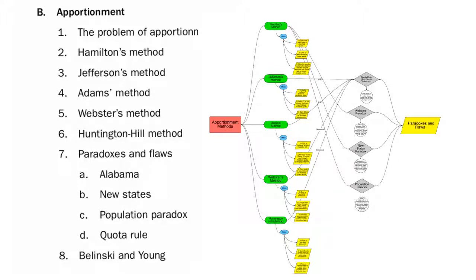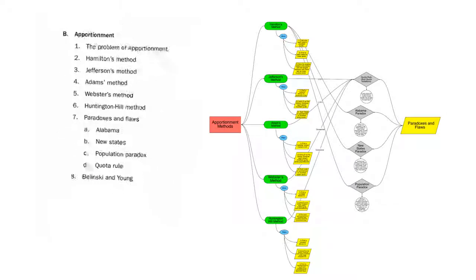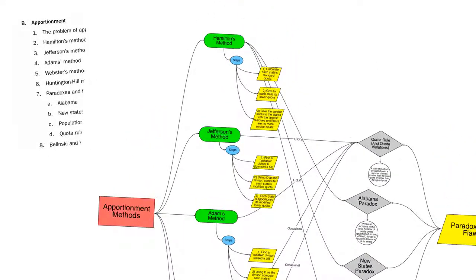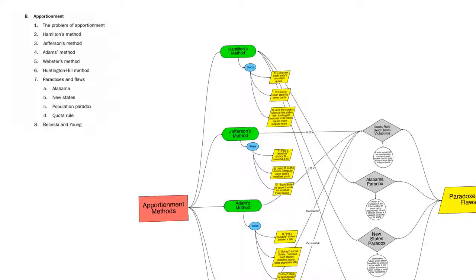So that right there concludes the description of the various methods. We've gone over Hamilton's method, Jefferson's method, Adams method, Webster's method, and Huntington Hill method. We also talked about the various paradoxes and flaws, new states and so on. That does leave Balinski and Young, but before we move to Balinski and Young, I would like to once again look at the flowchart and get a sense of it.